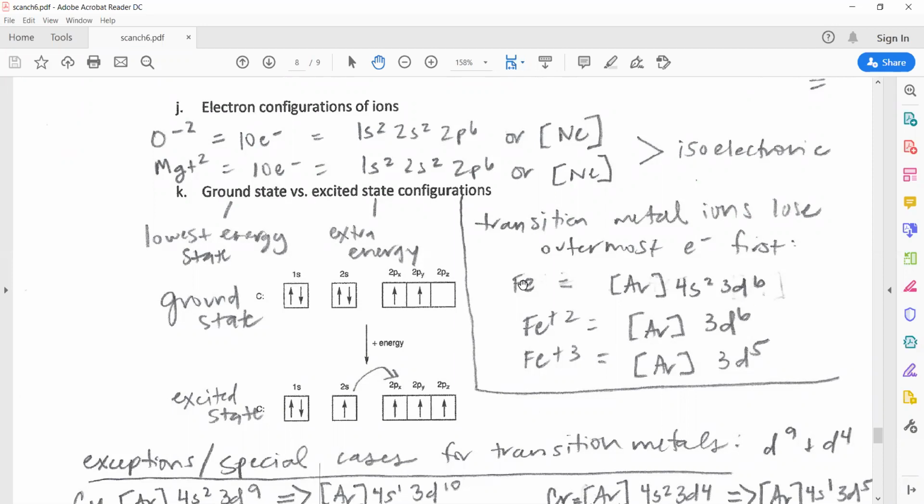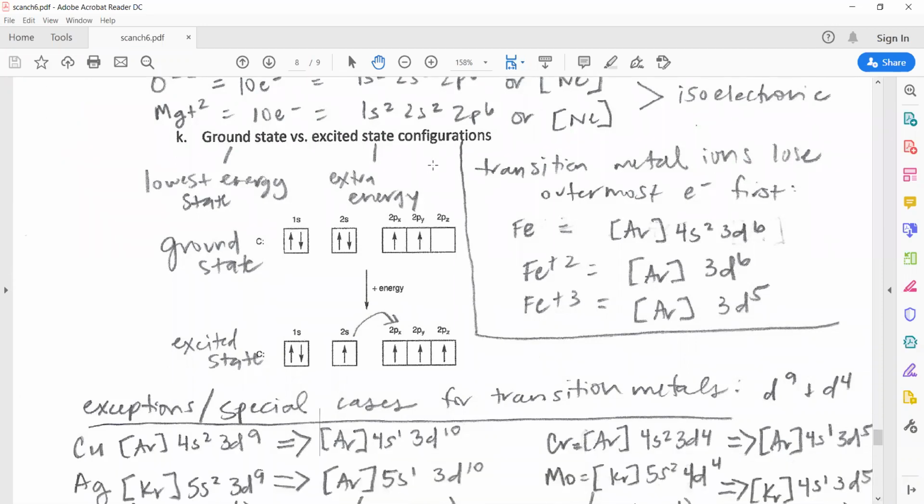So for transition metals, if it's Fe plus 2, think about what that means. He needs to lose 2 electrons. He will lose the 4s2 first before he starts losing the 3d electrons. So Fe plus 2 would be argon, 3d6. Fe plus 3, he needs to lose 1 more electron. So he first lost the 4s's, and now he goes and starts losing the 3ds.